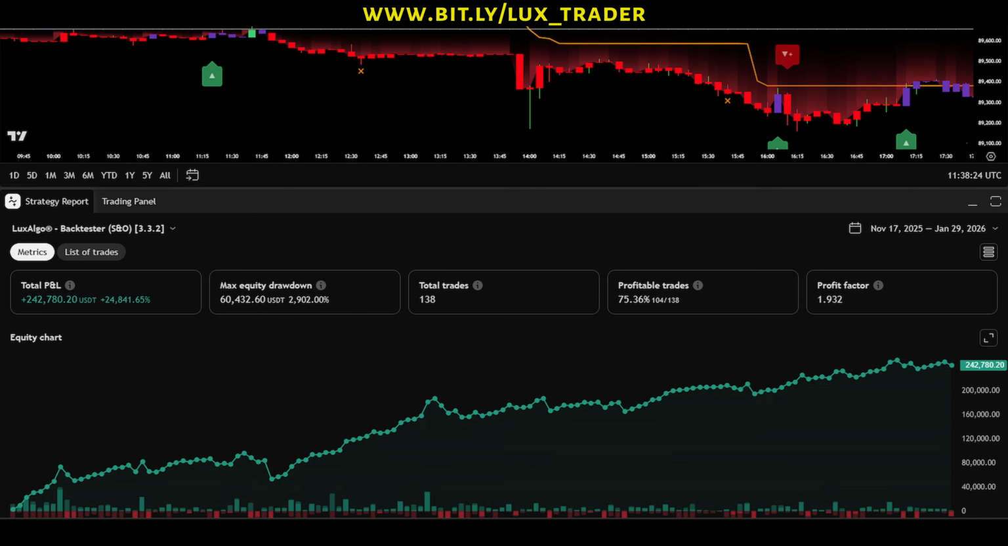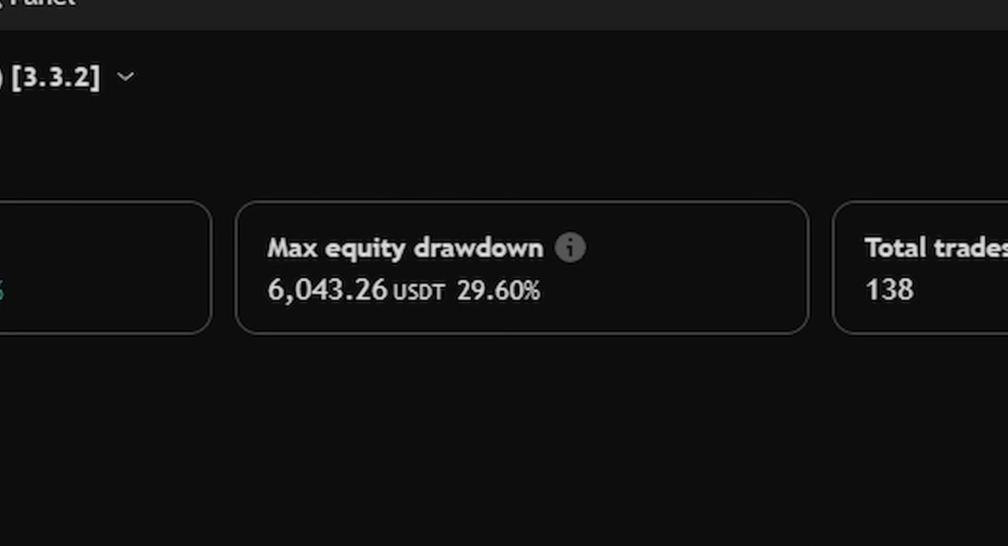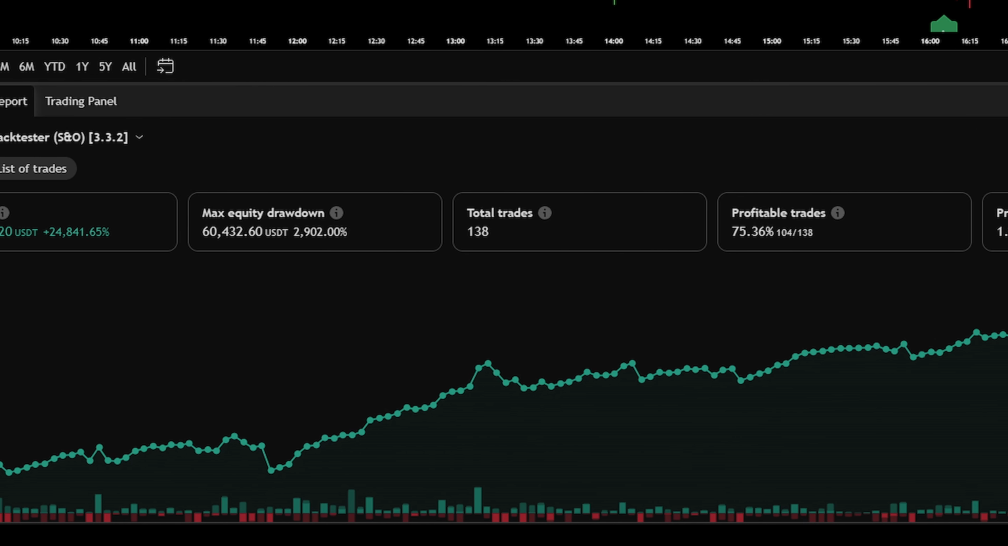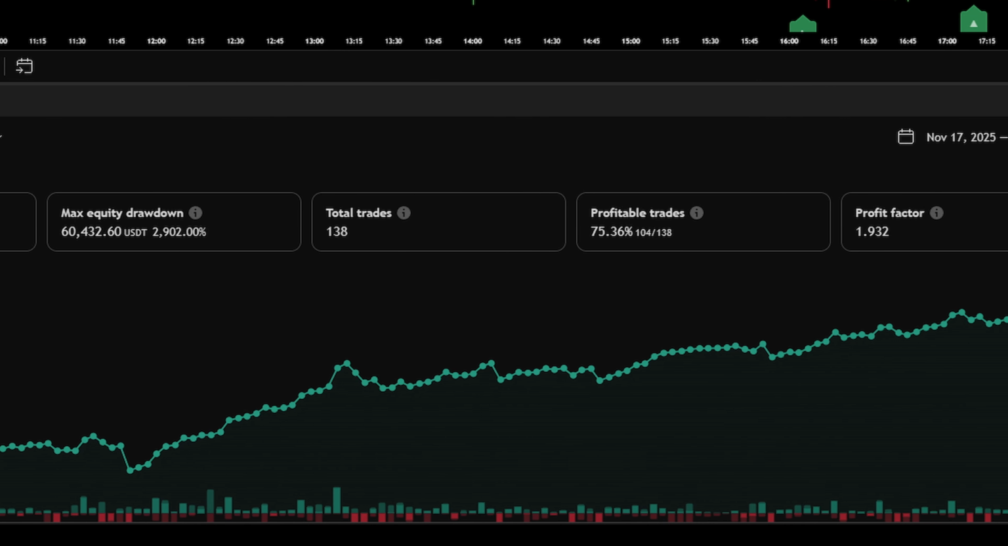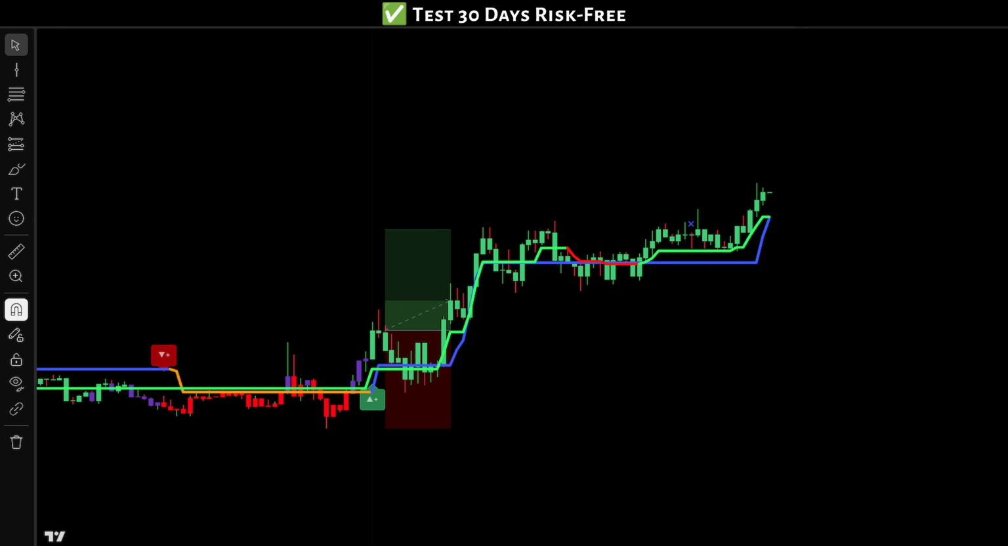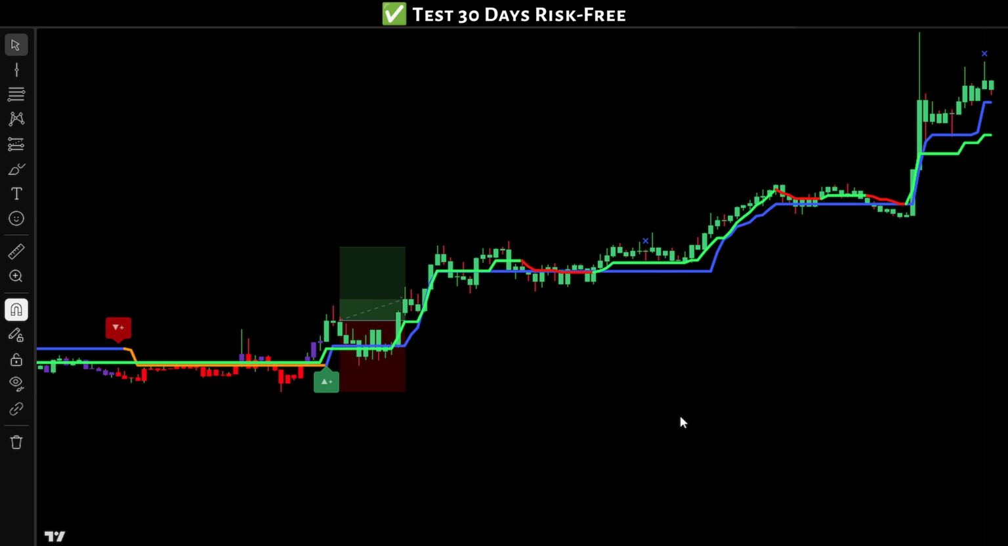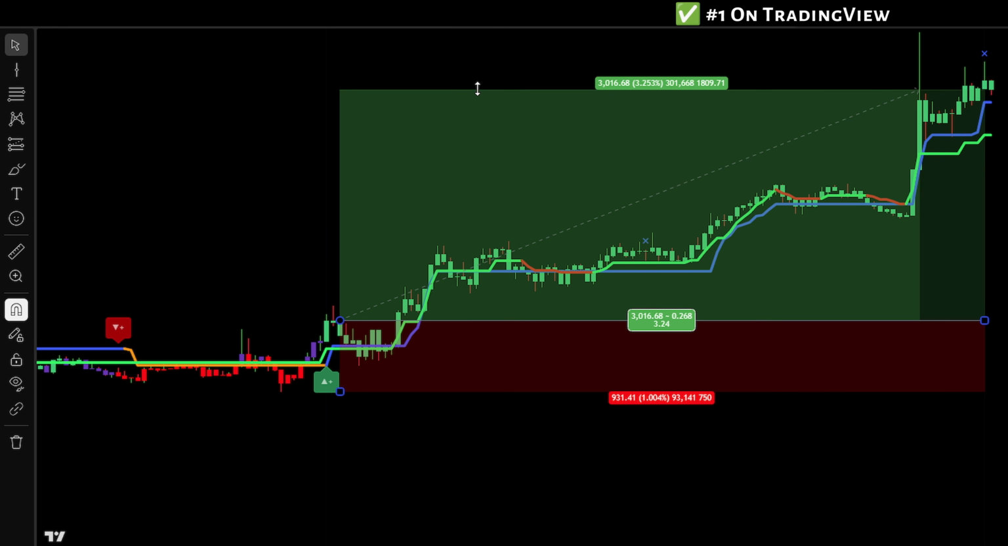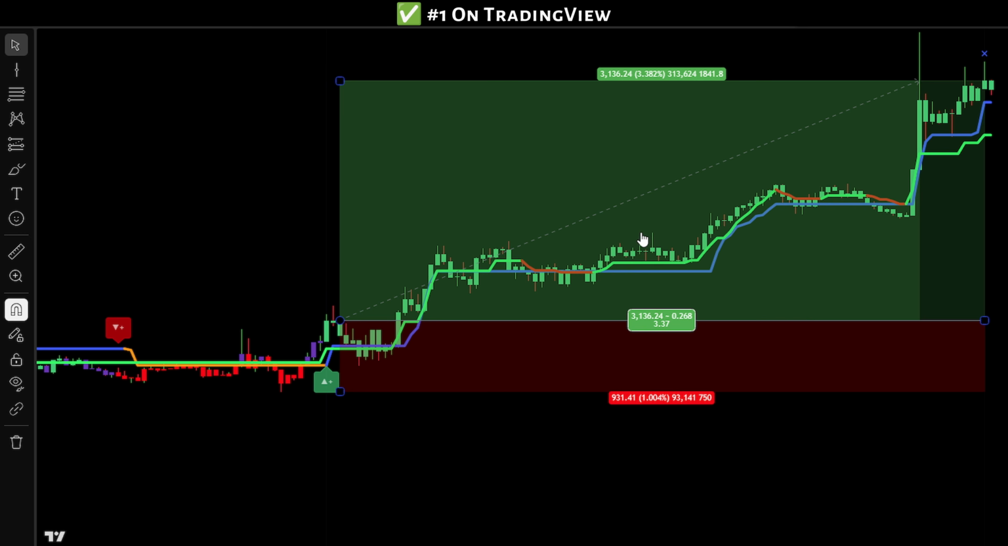And now the most important part. Using a 1x leverage, the maximum drawdown stays below 30%. That means the strategy is not only profitable, it is also controlled. Again, this is not a promise. These are backtesting results based on historical data. Market conditions can change. That is why you should always test this strategy yourself. Run it on your own asset, run it on your own time frame, and only trade it when you fully understand how it behaves.